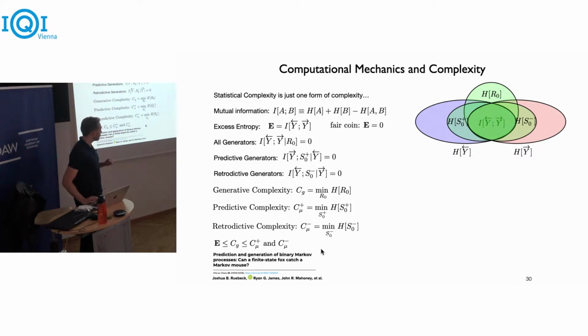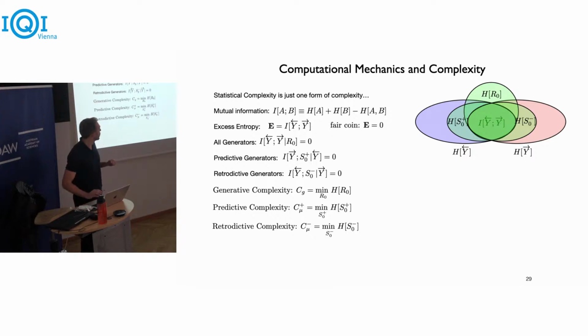Now, yeah. So what is R0? R0 is just the generator state. R is just to represent the generator. So the generator is any sort of hidden Markov model. So it's the hidden states of a Markov model that's not necessarily predictive, not necessarily retrodictive.